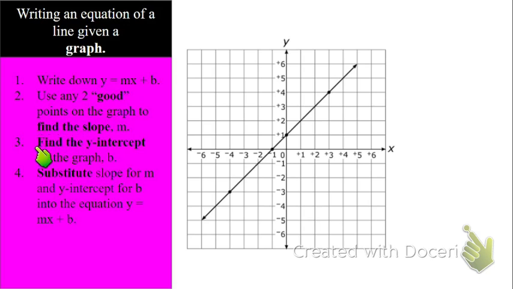And then the third thing we're going to do is find the y-intercept of the graph, meaning where it crosses your y-axis. And the fourth thing we're going to do is substitute those values that we found into our equation y equals mx plus b, and then our equation will be in slope-intercept form. So let's accomplish these steps. The first thing we're going to do, we're going to write y equals mx plus b down.